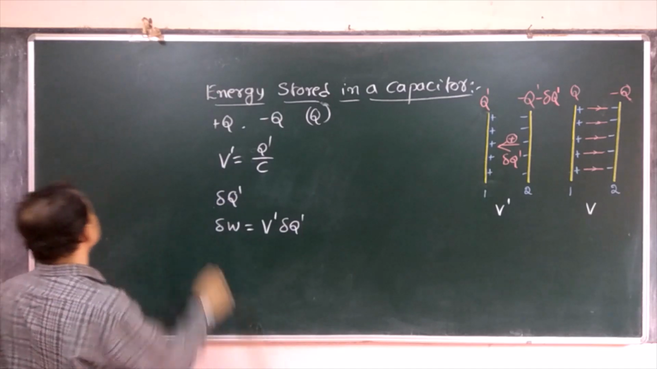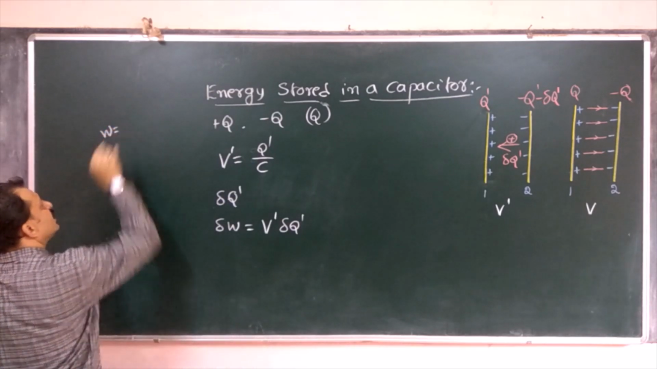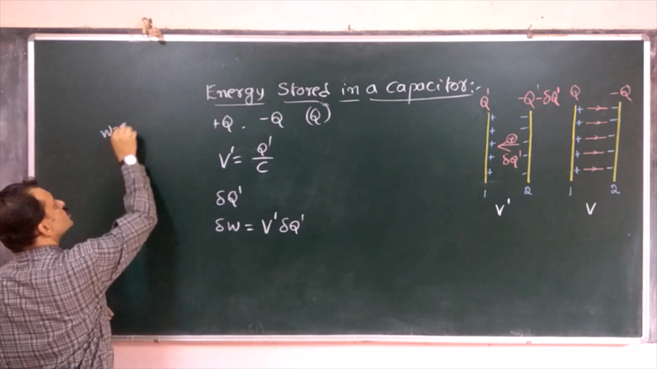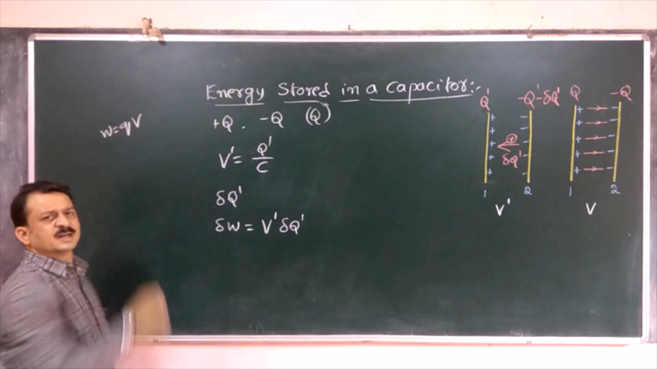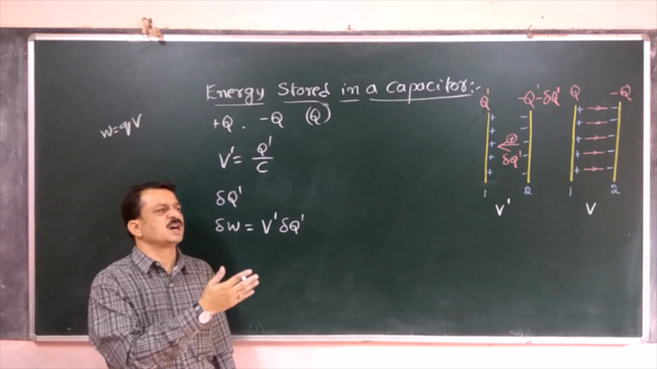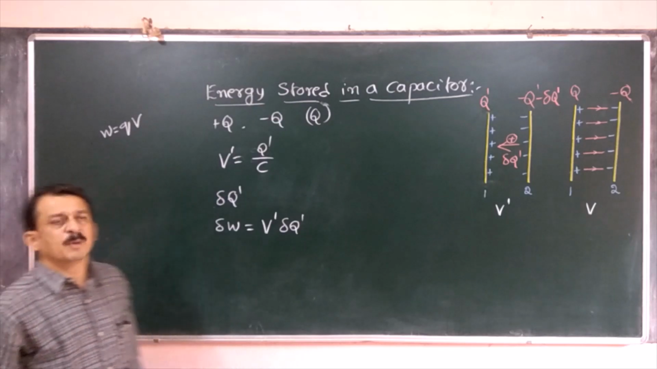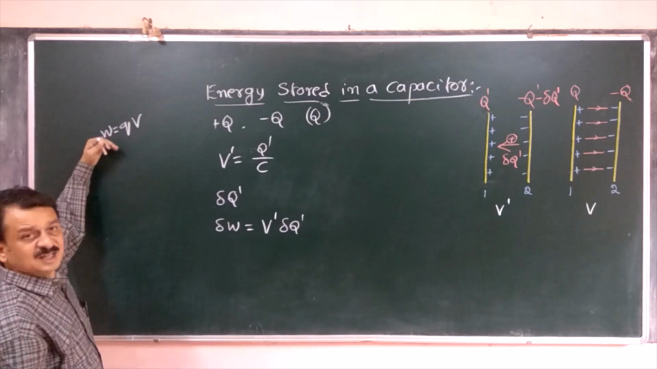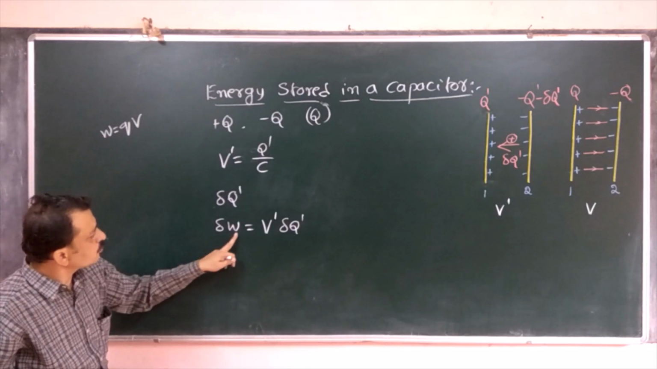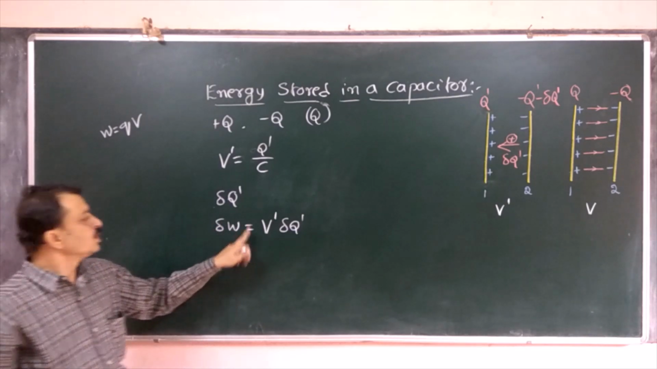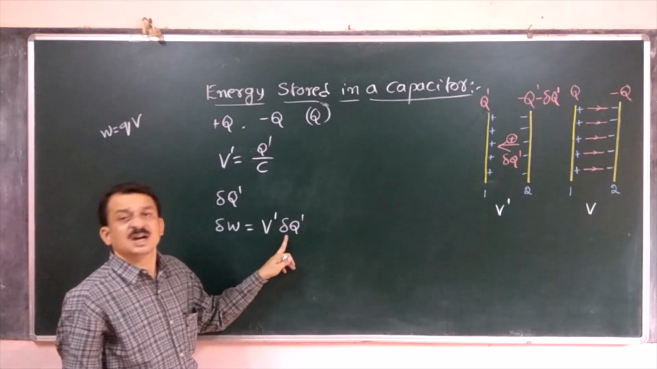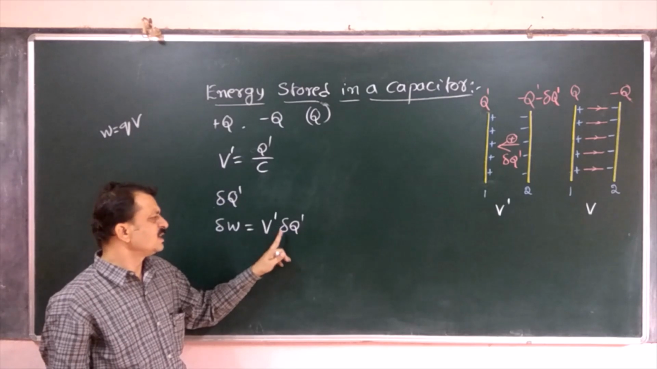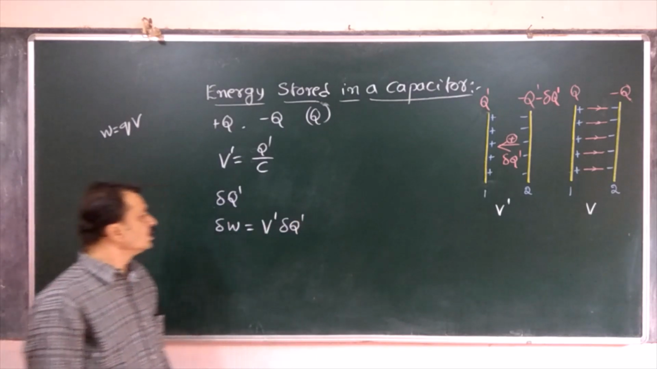How do you write this expression? Earlier we have studied that the work done is equal to charge multiplied by the potential difference in moving the charge from one point to another point. That we already know. Based on that relation, the small amount of work done delta W is equal to the potential V dash and the charge which we are moving, that is delta Q dash.